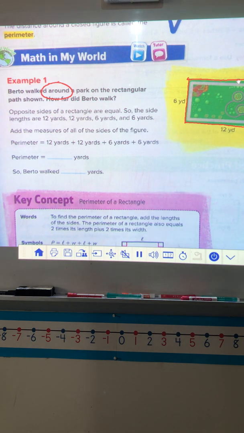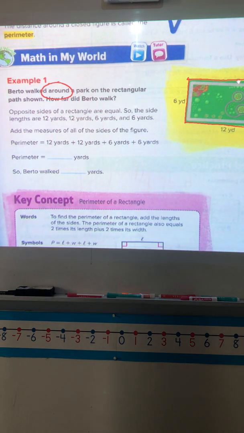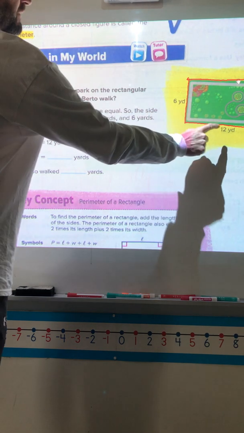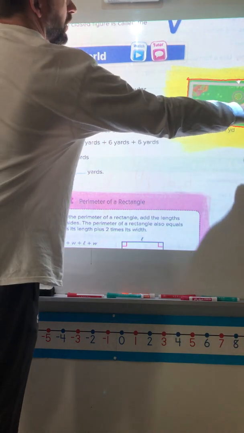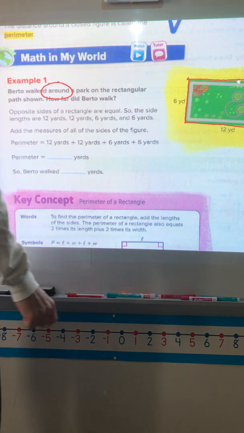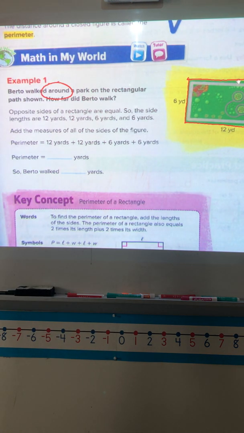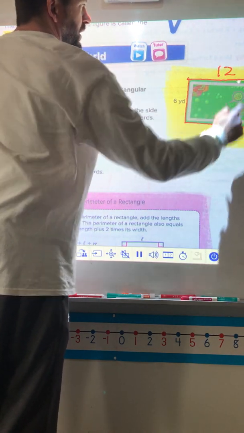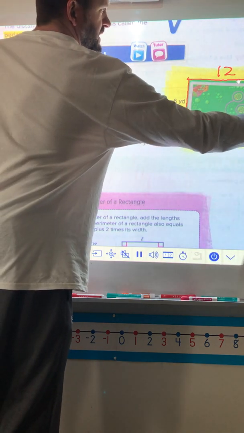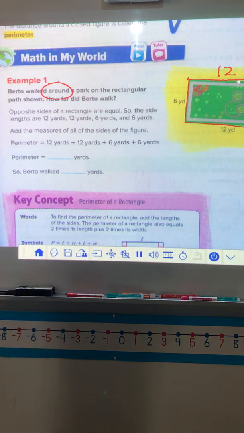How do we find perimeter? If we're going to find the perimeter of a shape, you're going to add up all the sides. Side plus side plus side plus side. Okay, so here's the problem that I see. We only have 2 sides labeled. So how in the world are we supposed to know what those are? Well, those are congruent. Those are equal, right? So if this is 12, that's going to be 12. And if this is 6, that side's going to be 6. The corresponding side is going to be the same as the side that it's equal to.